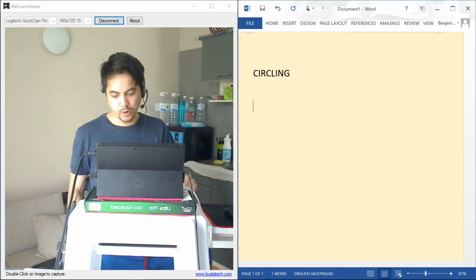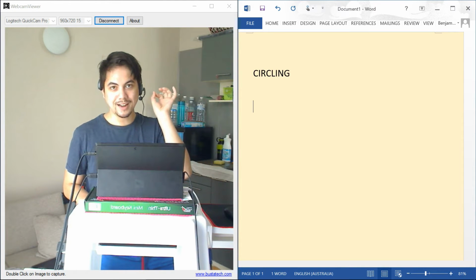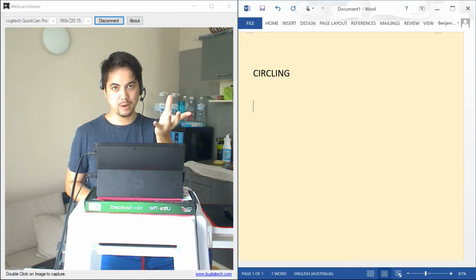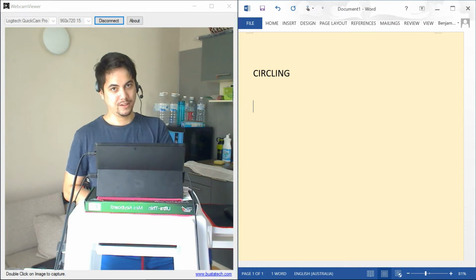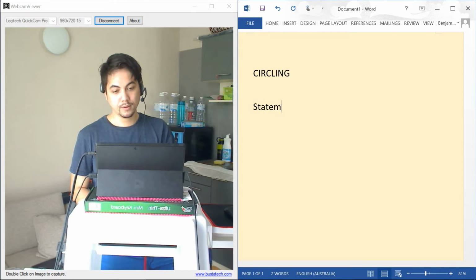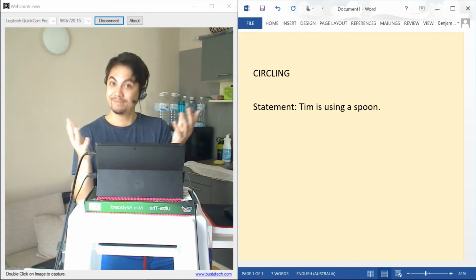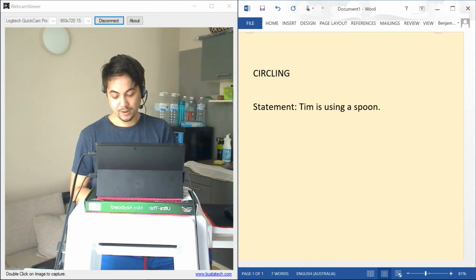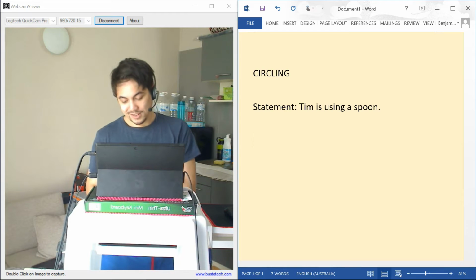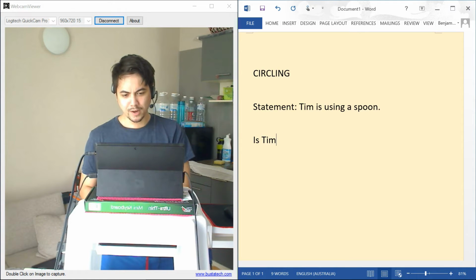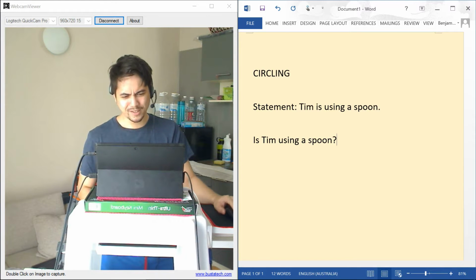So what is this technique? Circling is asking questions about a statement. So the teacher asks questions to the student about a statement. We start with a statement like, Tim is using a spoon. And the questions are like this. Is Tim using a spoon?